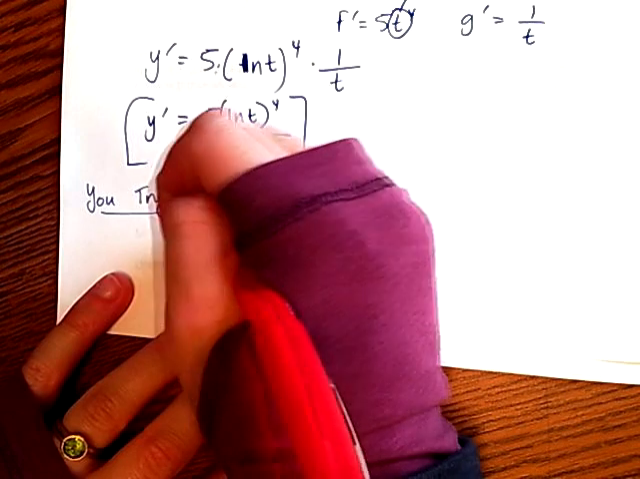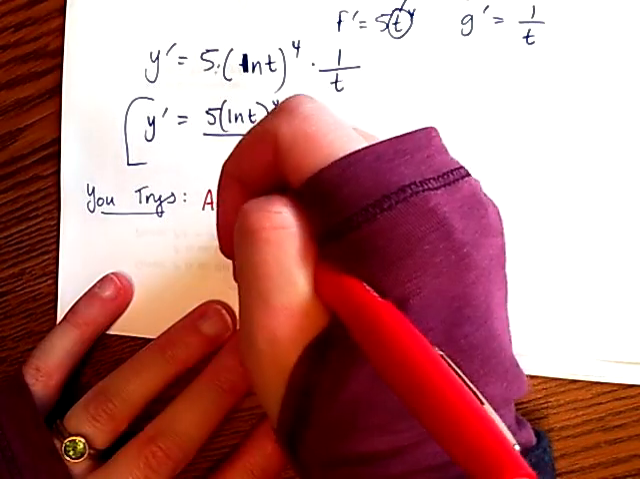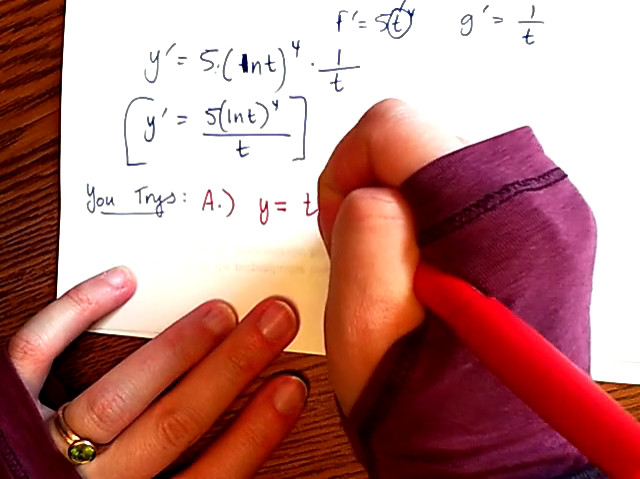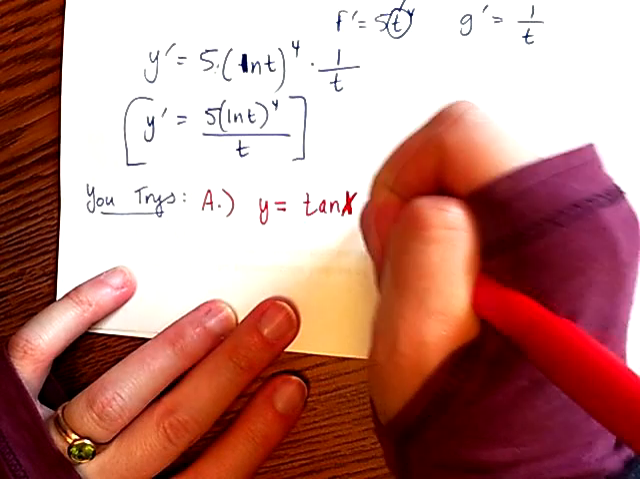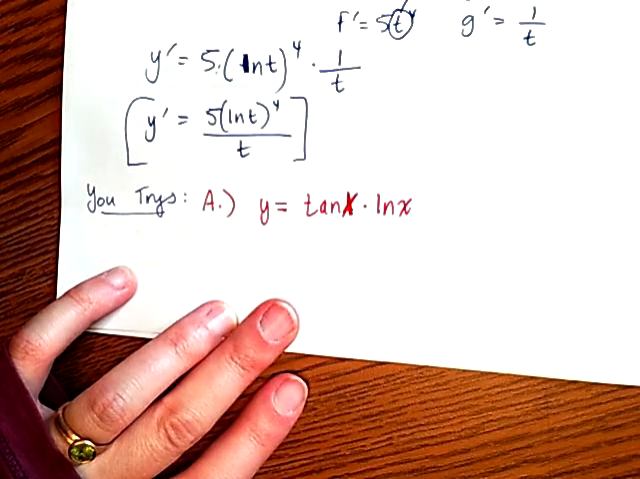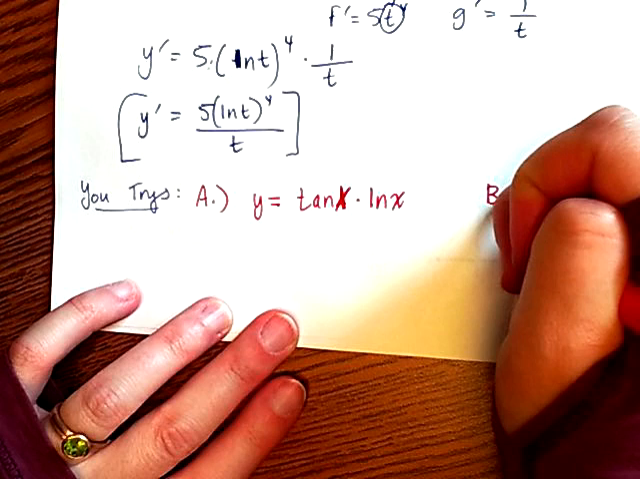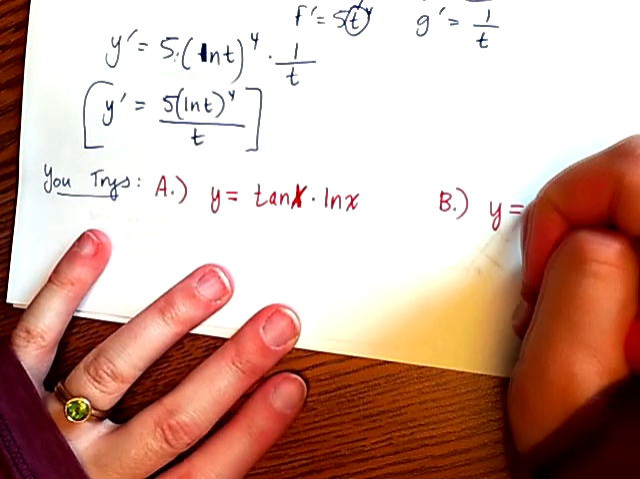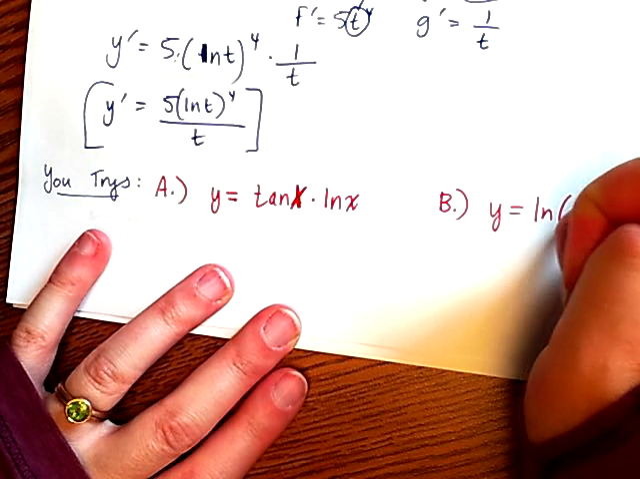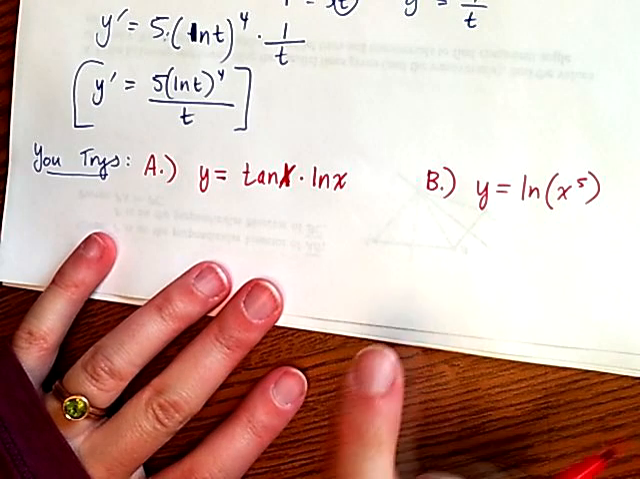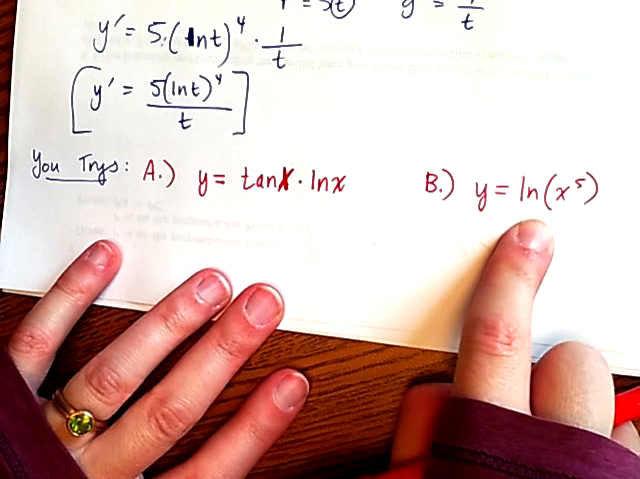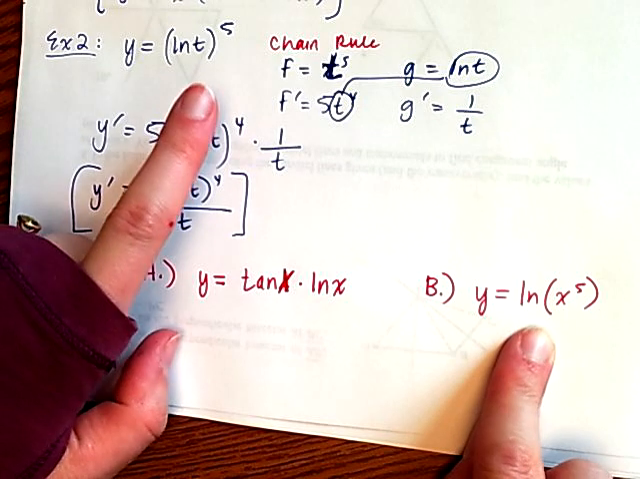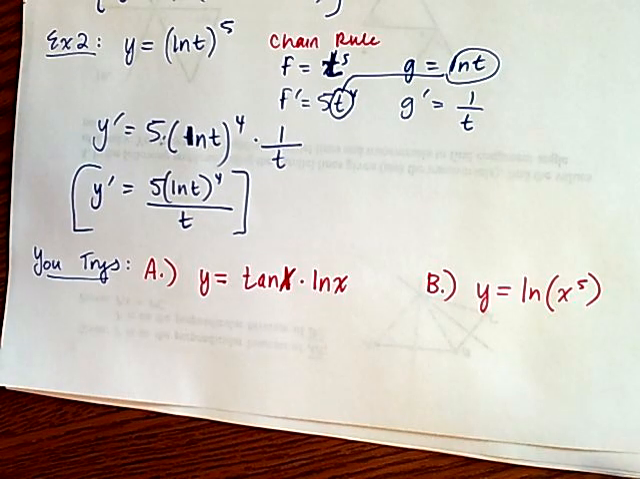So the first one is going to be y equals tan of x times ln x. And the second one is going to be y equals ln of x to the 5th. So what I'll say about this one is it is different from the example I just did, but it is related to that example. Okay.